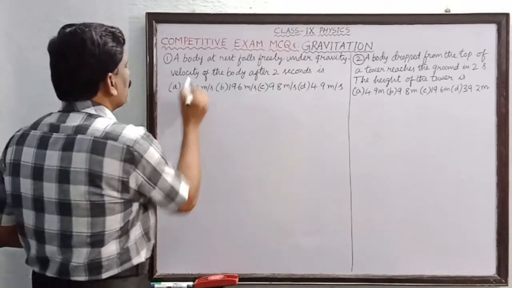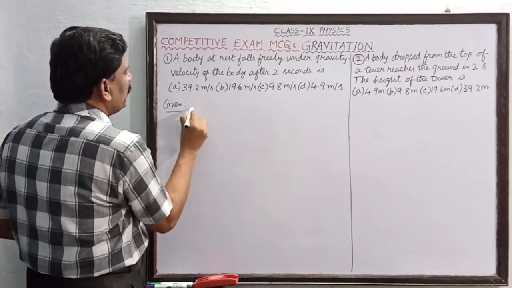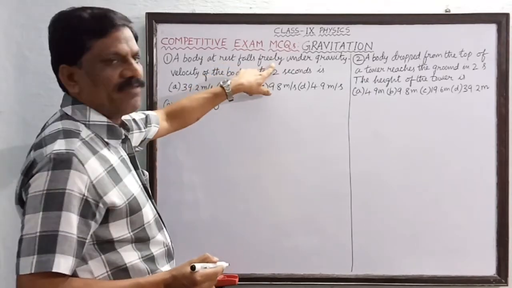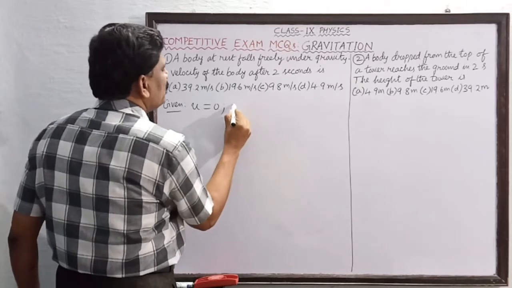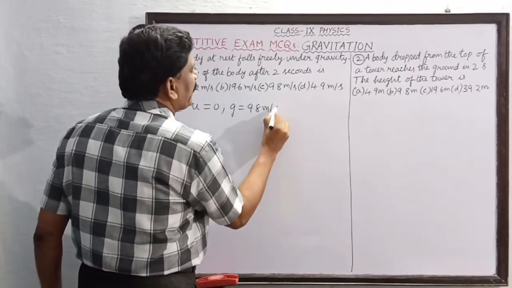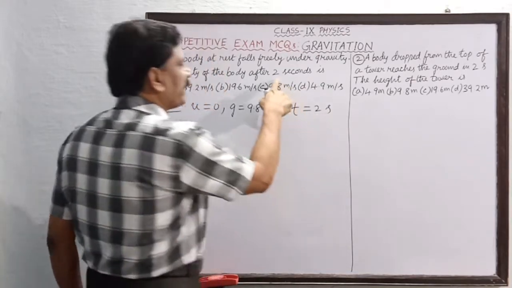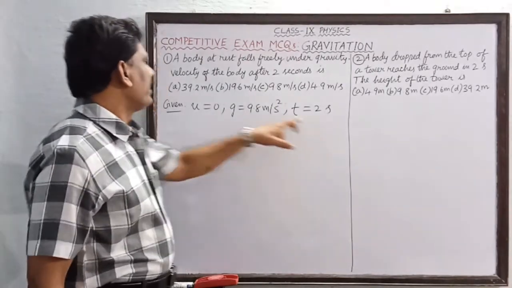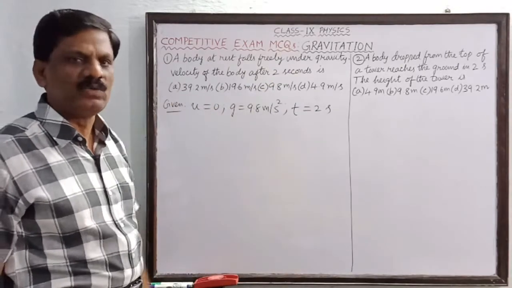Now what are all the given quantities you see here? First of all, I am going to write u equal to 0 because it starts from rest and also falls freely. Under gravity means g is equal to 9.8 meter per second square is given. And the time taken is t equal to 2 seconds is given. Okay students, now you will have to find out the velocity of the body after 2 seconds, the final velocity after 2 seconds.